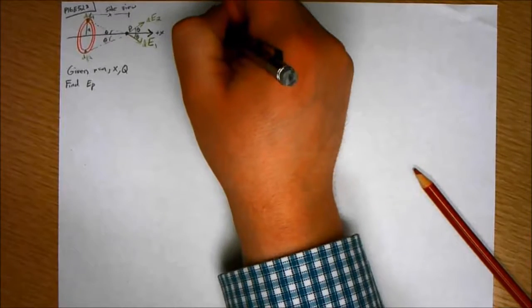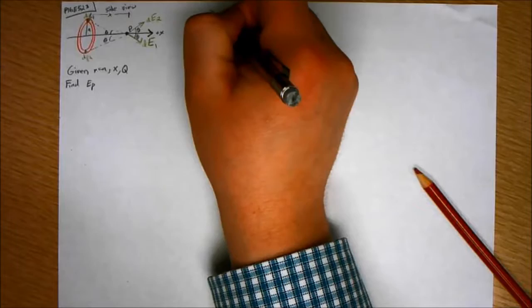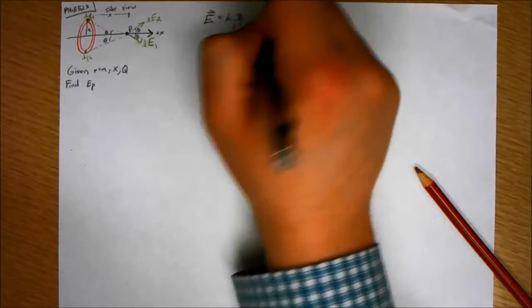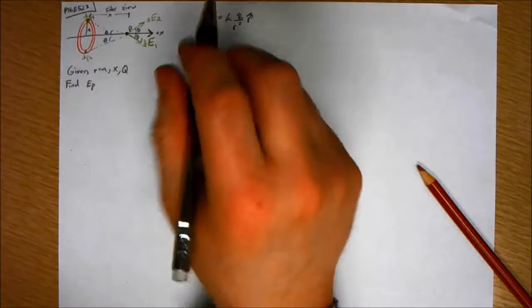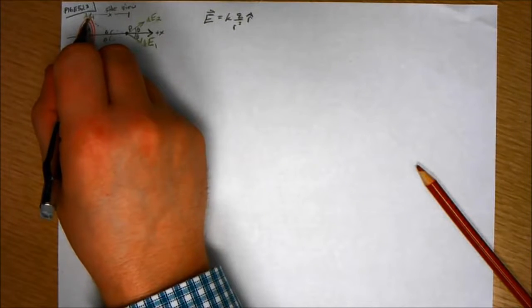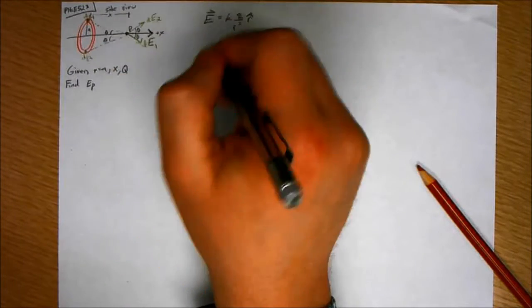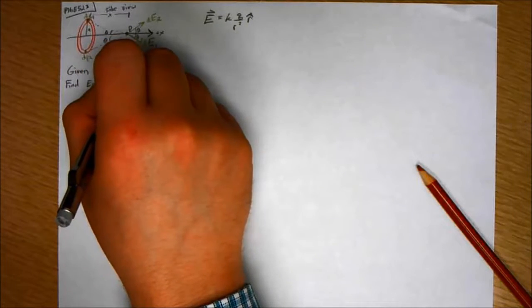So if we look at the equation for an electric field due to a point charge as kq over r squared r hat, this is due to a point charge. We can't use that here because we have a distribution. But we can look at little pieces of the distribution, dq.